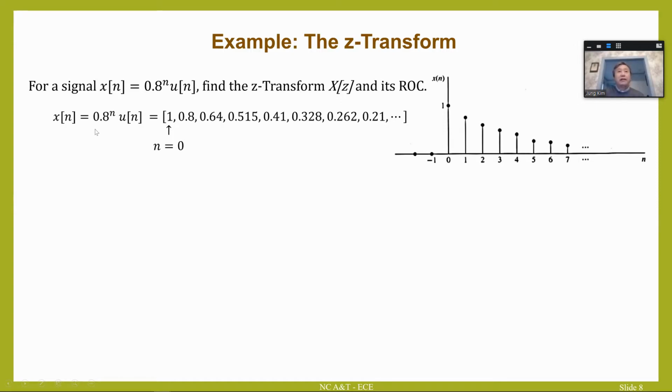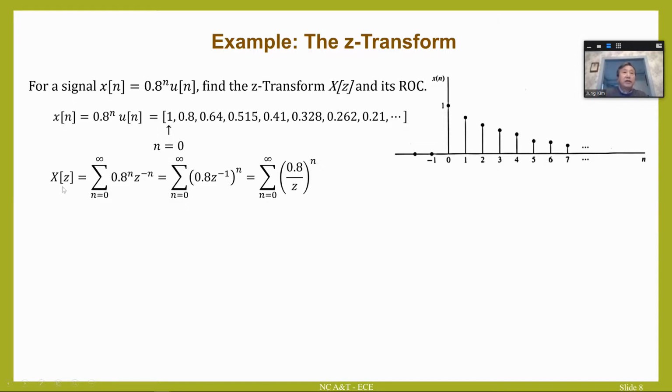So this x of n is given. So what is the Z transform? The Z transform, large X of z, is a summation, because of u of n.